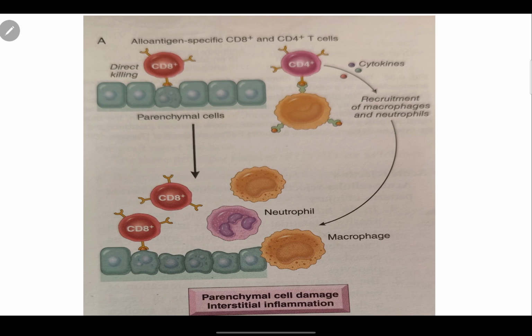This diagram explains how alloantigen specific CD8 plus and CD4 plus T cells work in graft rejection. As I told, CD8 cells mainly act on the cells, whereas CD4 cells mainly secrete the cytokines which recruit macrophages and neutrophils and help in graft rejection.